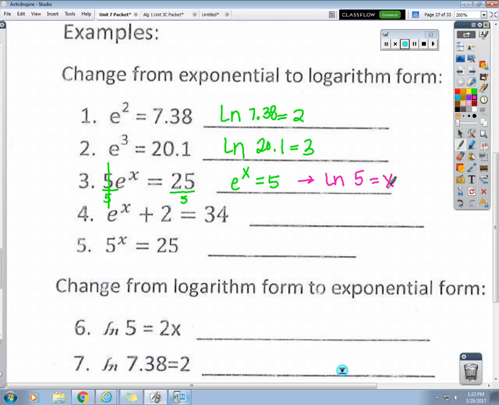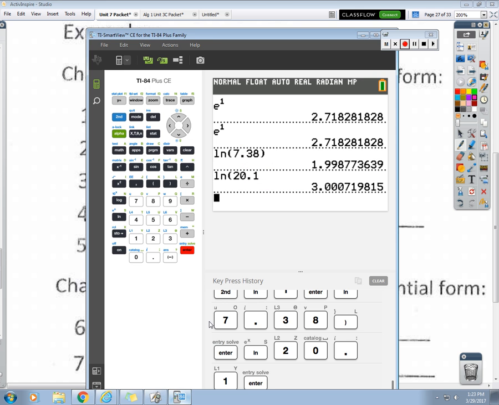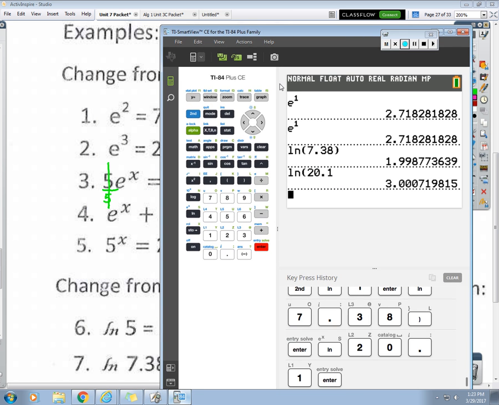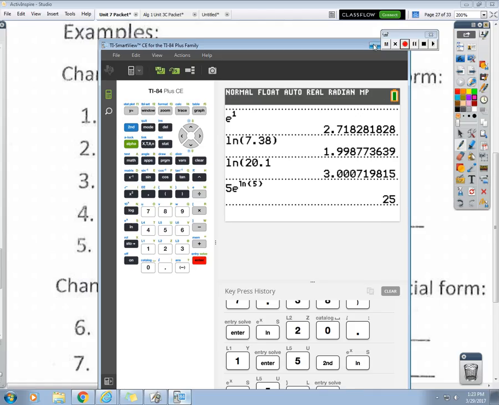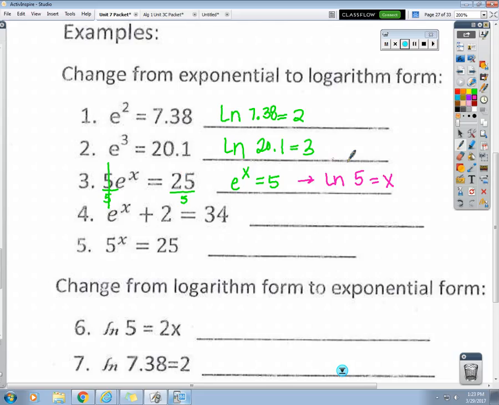Equals x. Now, to check this particular one, you obviously can't type in ln 5 because it just equals x. But you could go back and type in the original. Watch. I'm going to type in 5e, and then in the x place, I'm going to put ln 5 because that's what I'm saying x is equal to. So, okay, look. 5e. And then in the x place, I'm saying the x equals ln 5, so ln 5. And then when I hit enter, I get 25. Well, isn't that what it says it equals? So that means this is right.